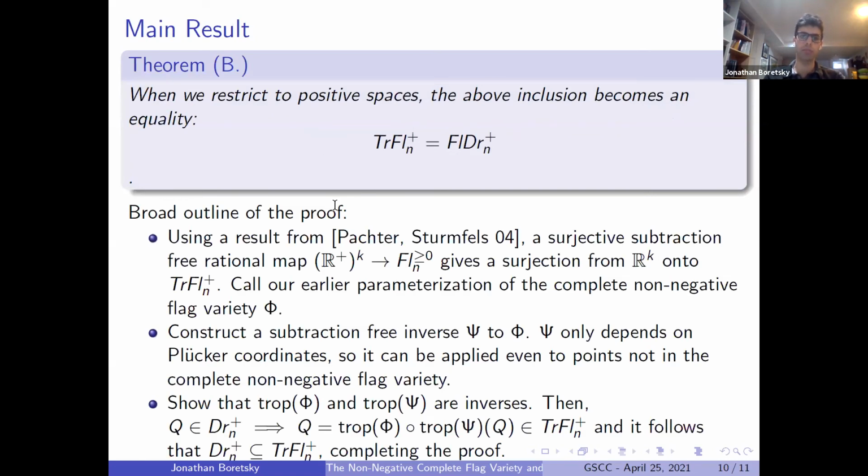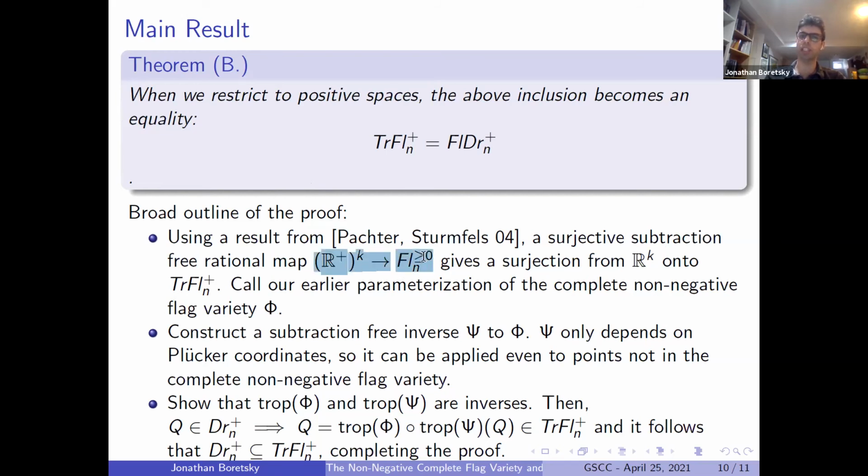And so I just want to give a broad outline of the proof, because this is really going to tie together what I was talking about at the beginning with my parametrization of the non-negative complete flag variety and this tropical stuff. So here's the idea. There's a result from Pachter and Sturmfels that lets us take a surjective subtraction-free rational map from the positive real numbers onto the non-negative flag variety, and to turn that into a surjection from the real numbers onto the tropical flag variety. So the good news is I have such a map.